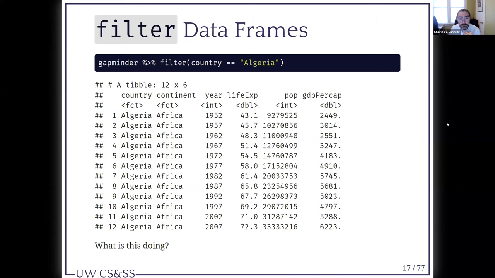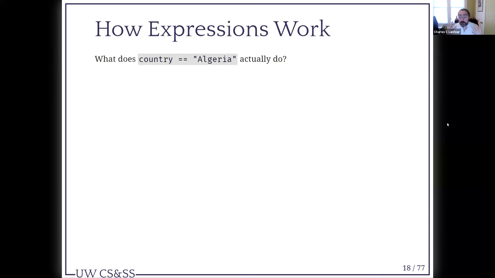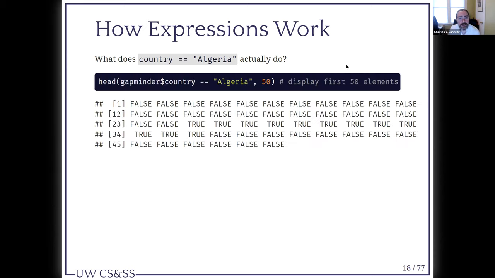Okay? So a good question you might have is, what exactly does country == Algeria do? What is this thing? And yes, why is it double equals instead of one equals, like was just asked in chat? It's an excellent question. So what is this doing here? First I'm going to show you what it does, and then I'll talk about why it's a double equals instead of a single. What this has actually done is create a logical expression, or a logical vector.